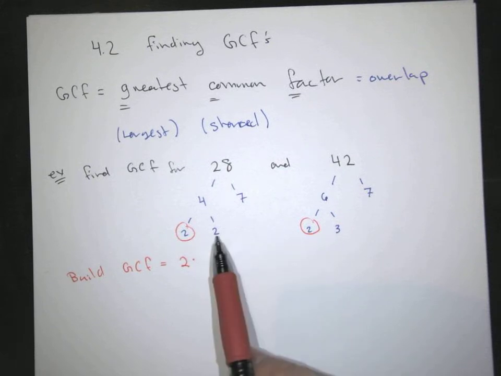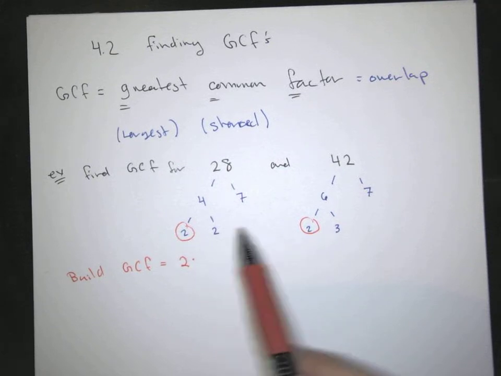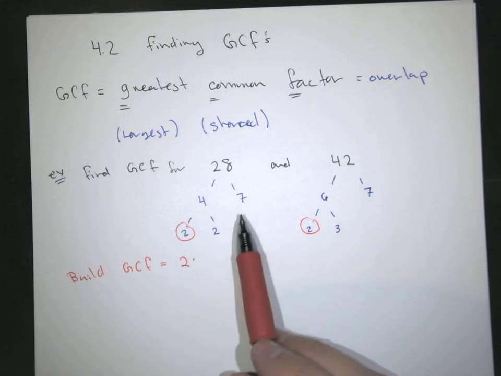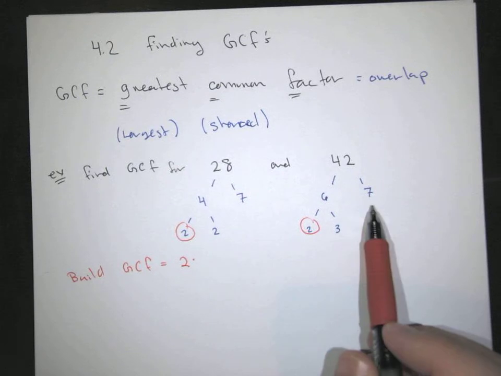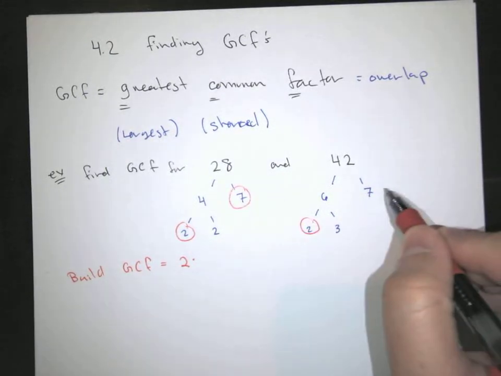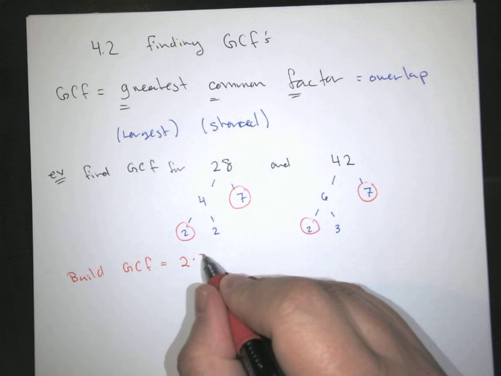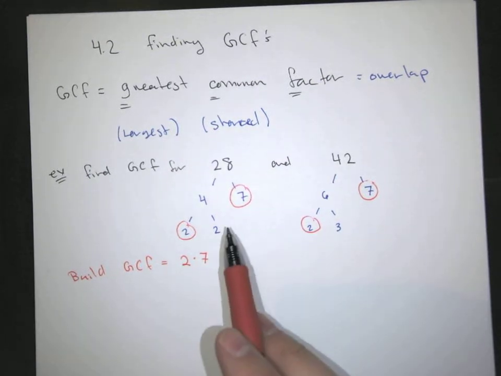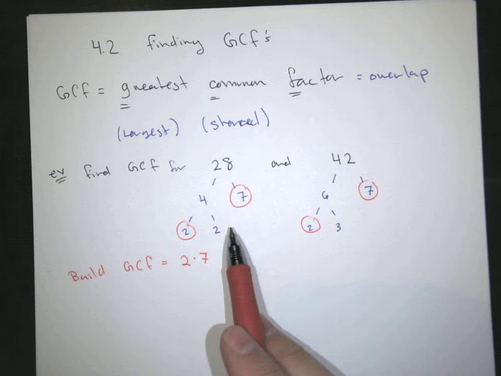If we continue, starting at the 28, we have another 2, but we don't have any more 2s with the 42. So this 2 is going to go unmatched, unused. The next factor here would be 7. We know we have a 7 over here in the 42, so that one we'll circle and include in our GCF. And then we're out of numbers in 28. That's enough for us to say we can't match anymore, because if we run out of factors in one of our numbers, that's the end of the story.